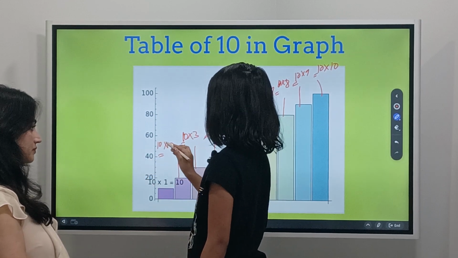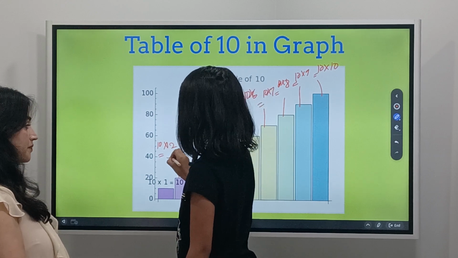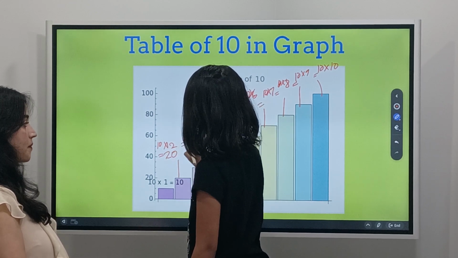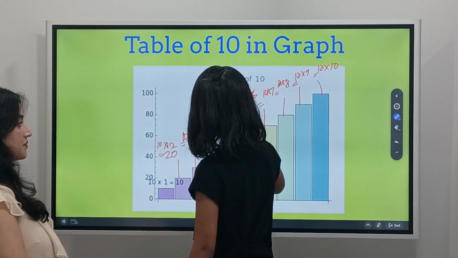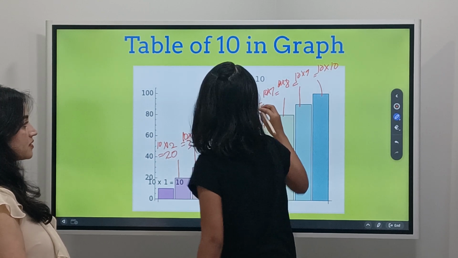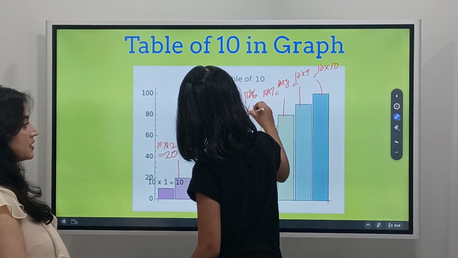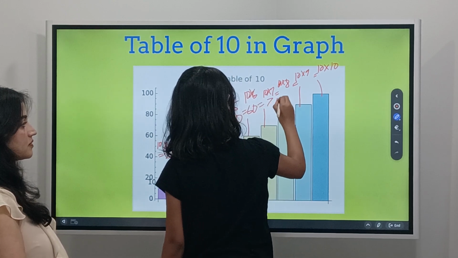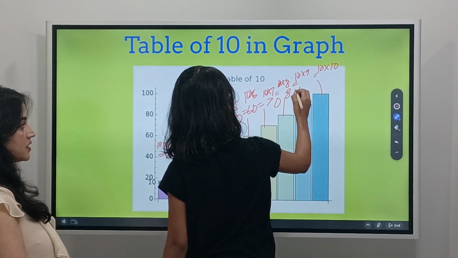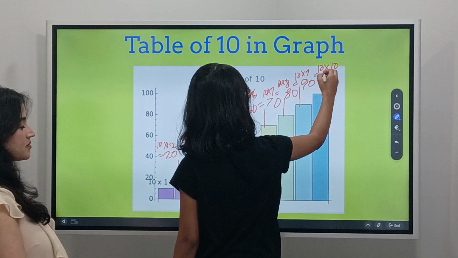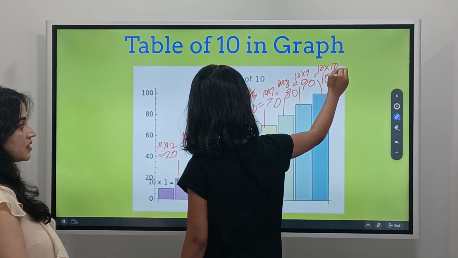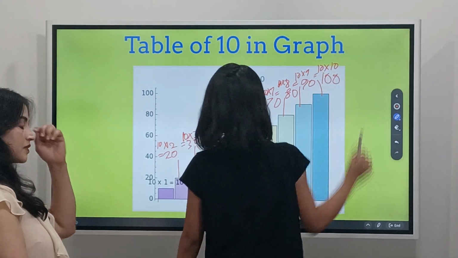So 10 ones are 10, 10 twos are 20, 10 threes are 30, 10 fours are 40, 10 fives are 50, 10 sixes are 60, 10 sevens are 70, 10 eights are 80, 10 nines are 90, and 10 tens are. You have to write these bigger.